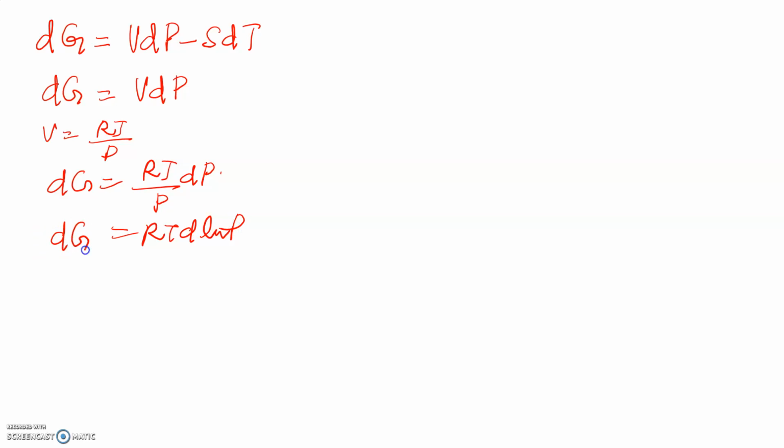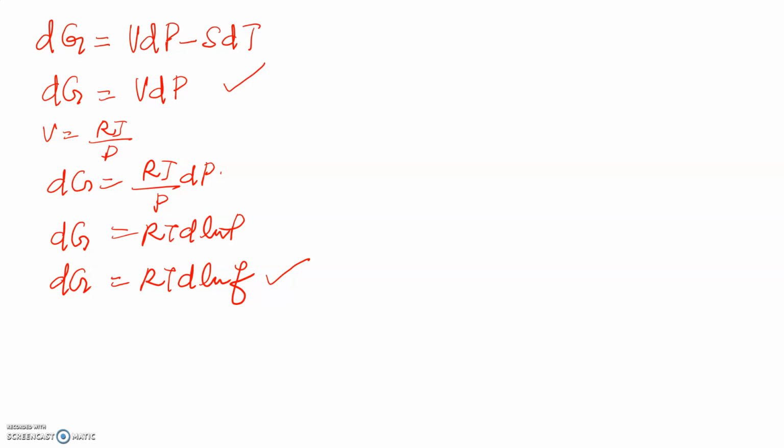In order to use this equation for real gases, we have to substitute P by the fugacity f. That is, dG = RT d ln f. Okay, so dG = RT d ln f and dG = V dP. They represent the same quantity, the same function. So now we can equate these.